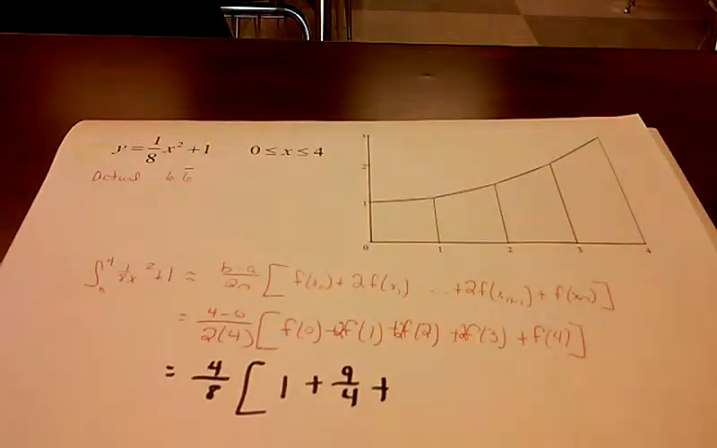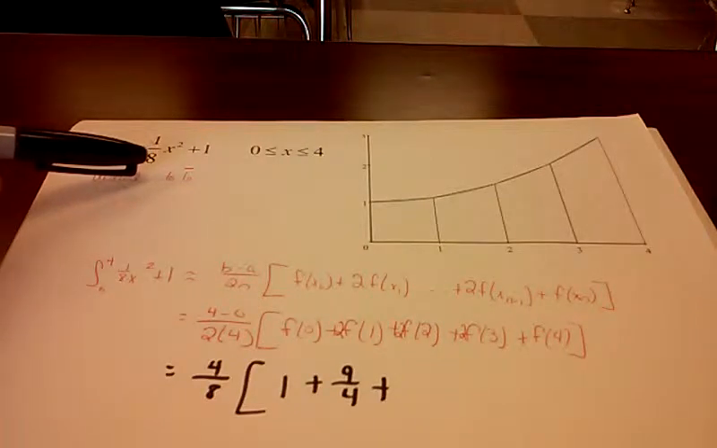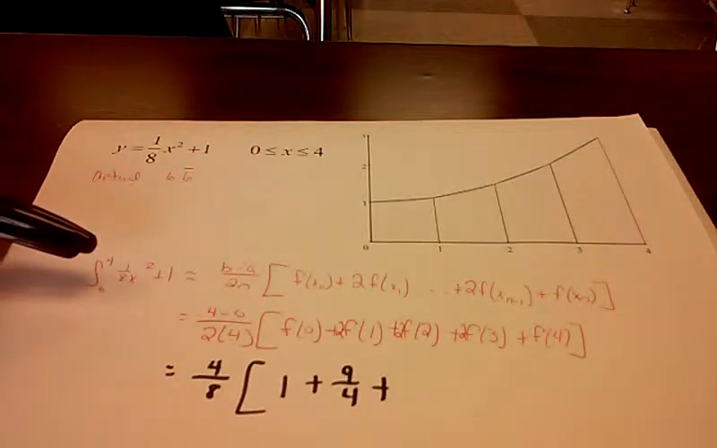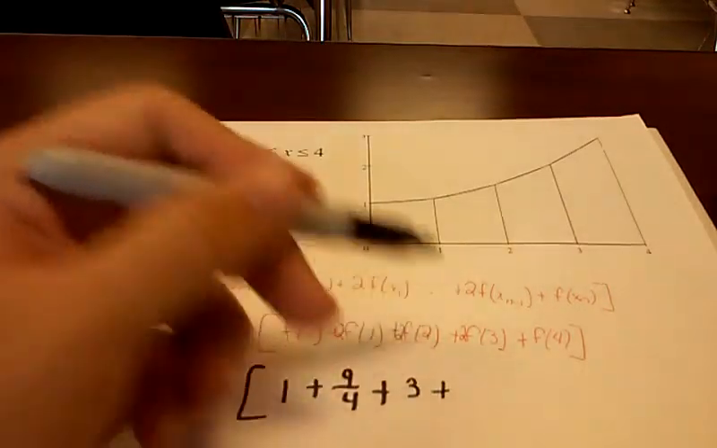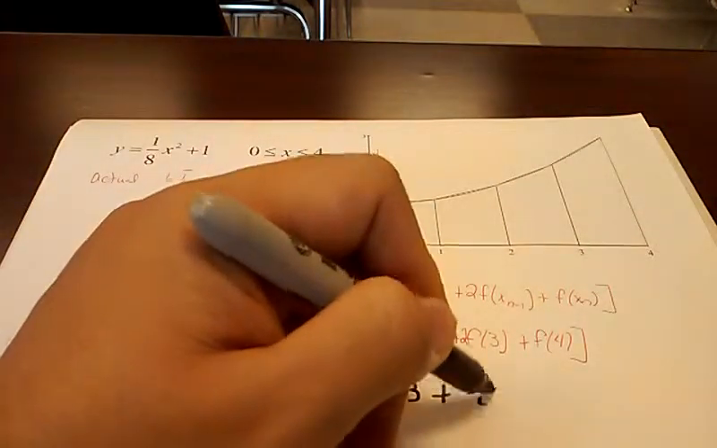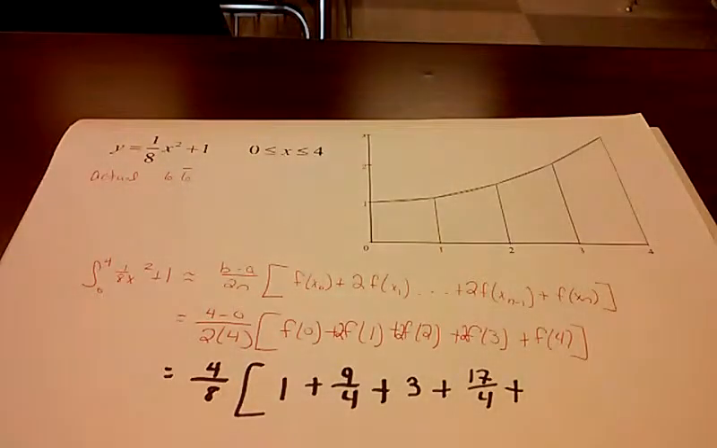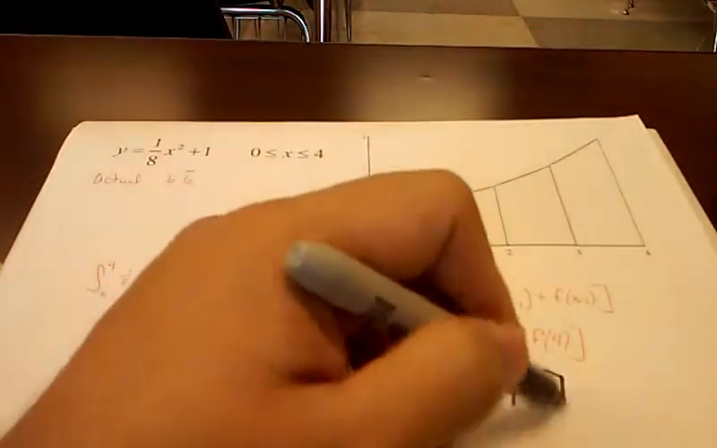Okay, plus, now we're going to plug in 2 into the function. So that's going to be 2 squared times 1 over 8 plus 1. And then don't forget to multiply that by 2. And so that's going to give us 3. Okay, for the next one, I'm going to plug in 3. So 3 squared, 9, times 1/8 plus 1. And don't forget to multiply that by 2. And so that's going to give me 17 over 4. And finally, I'm going to plug in 4. So that's going to be 4 squared is 16 times 1/8 is 2 plus 1 is 3.